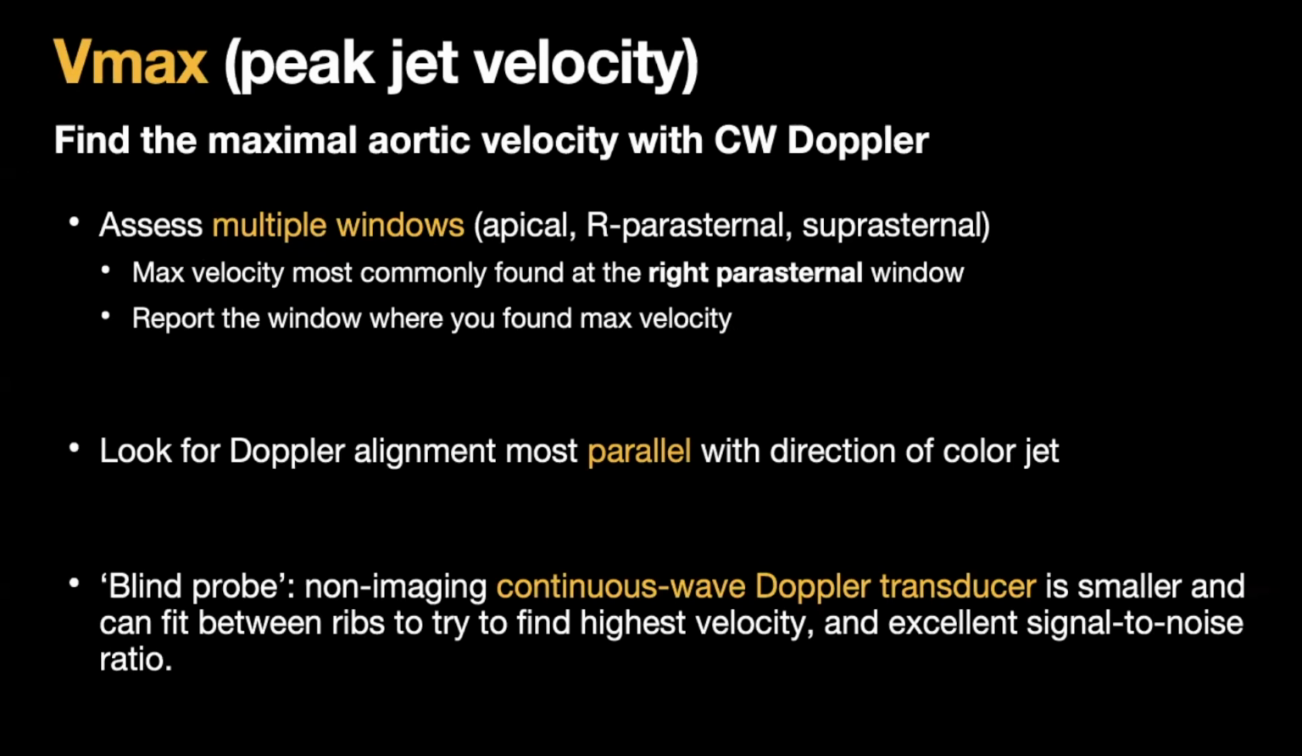The max velocity is commonly found at the right parasternal window, and so we can't just be looking at apicals. It's also important to, when possible, report the window where you found the maximal velocity so that it can be compared on future studies. It can be helpful to look for the color Doppler alignment to try to find your orientation that's most parallel with the direction of the color jet. It's recommended to also use a blind probe, a non-imaging continuous wave Doppler transducer, which is smaller. It can fit between the rib spaces and also has an excellent signal to noise ratio to try to find that highest velocity.